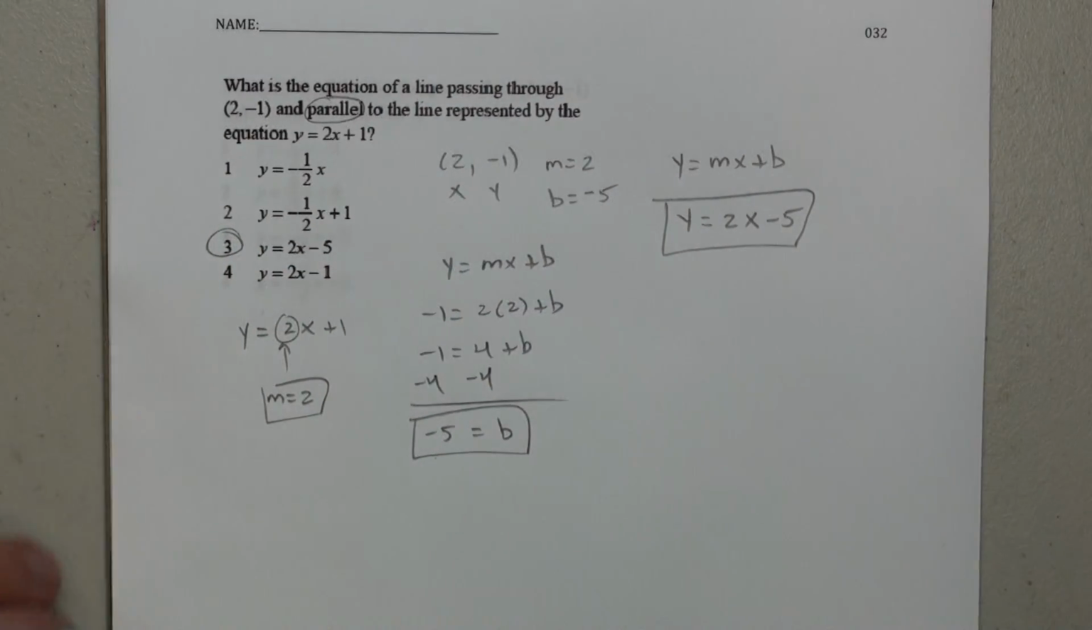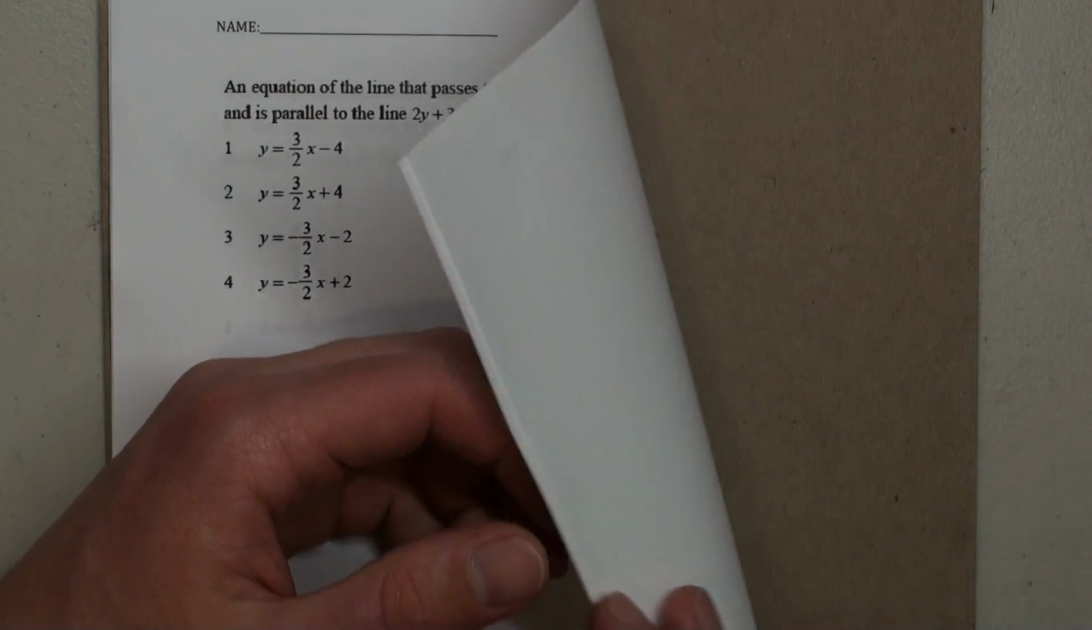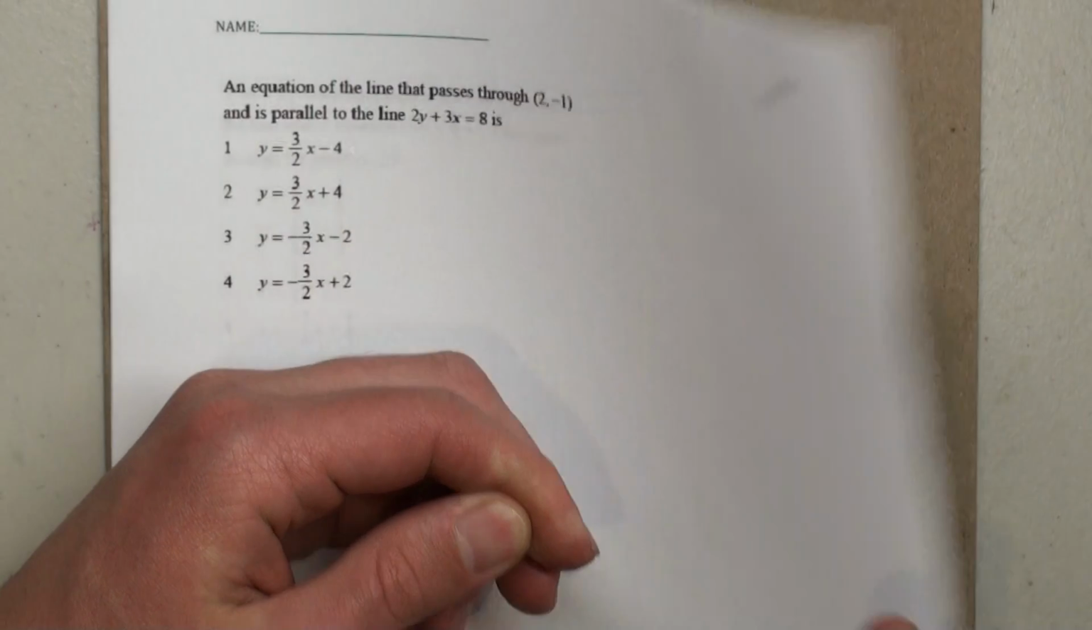Choice 3. Okay. 33. I think there's 4 more, including this one.